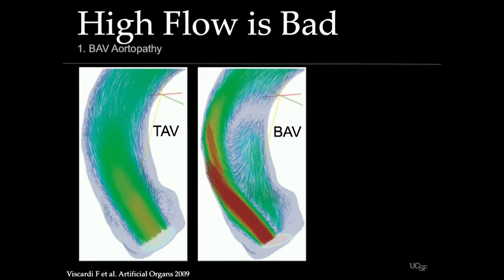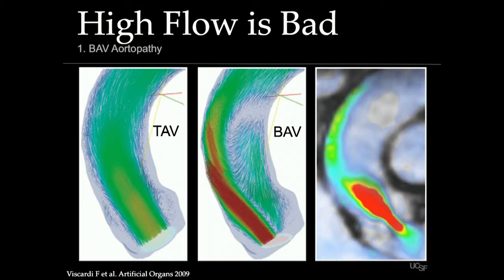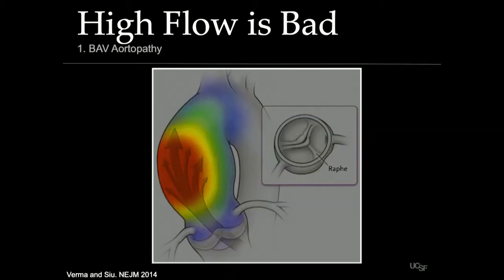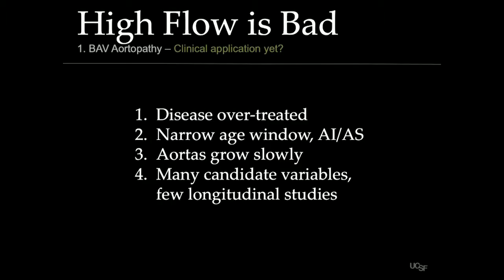This, by the way, is from the early days of this field with a computer simulation of the off-center flow that you see with the bicuspid aortic valve, putting a lot of stress on the outer convexity of the aorta. After this, many groups put together pretty sizable cohorts demonstrating this exact type of flow pattern. And a high point in the field was, based on all of our studies, we were officially considered a contributor to BAV aortopathy, flow was, in a New England Journal article in 2014. But 5 years later, the somewhat disappointing news is we still don't have a clear clinical application.